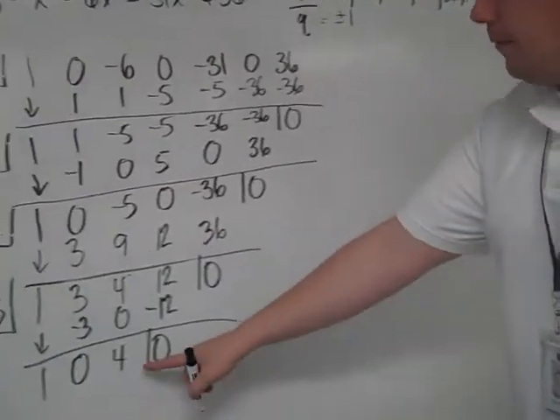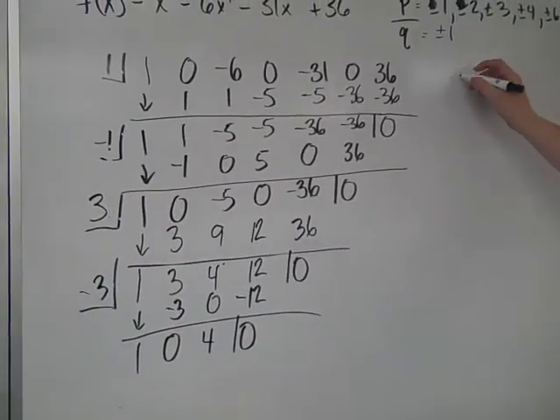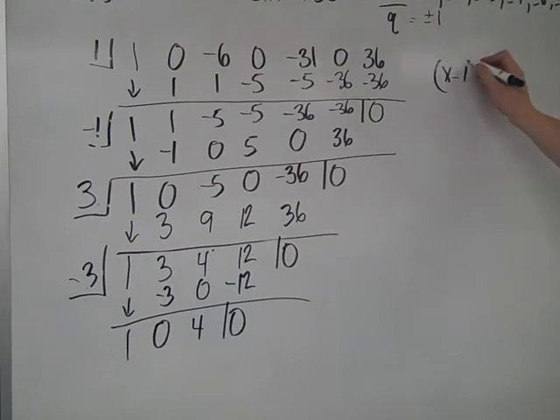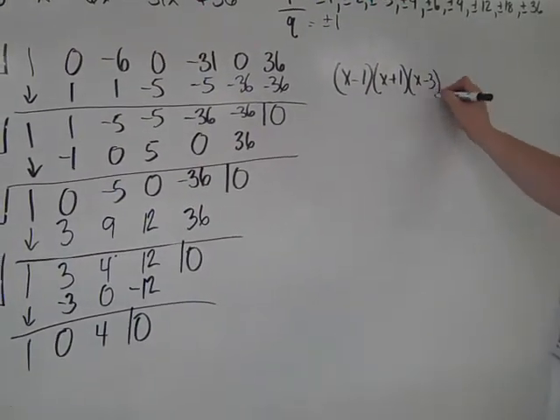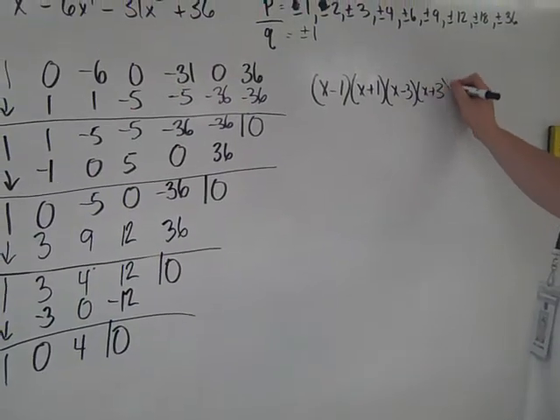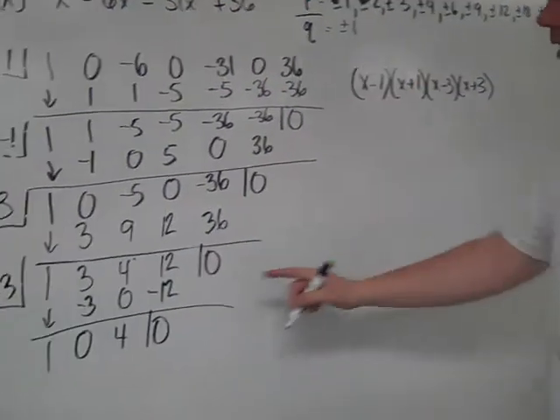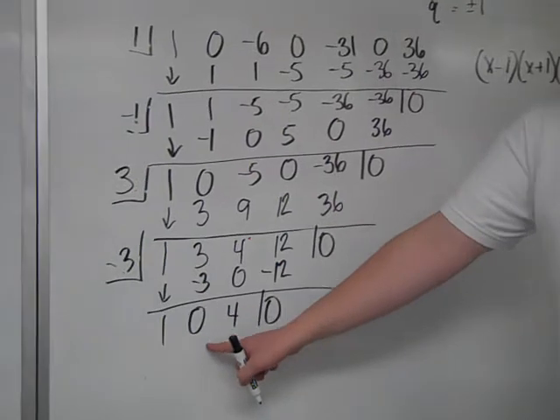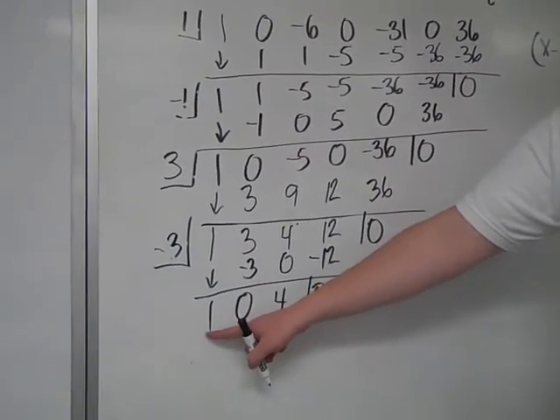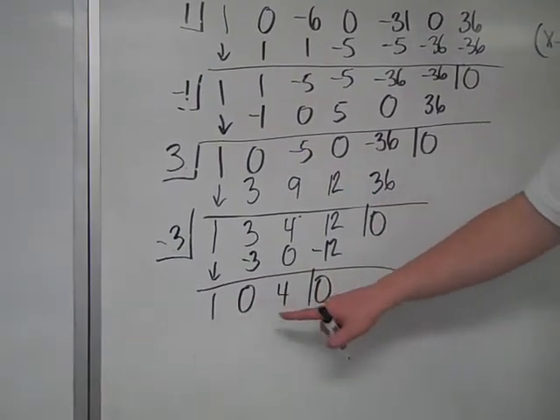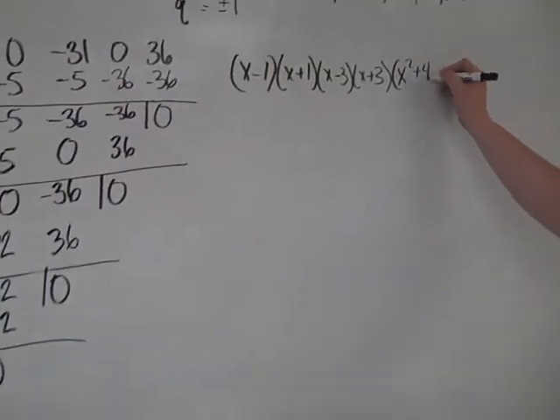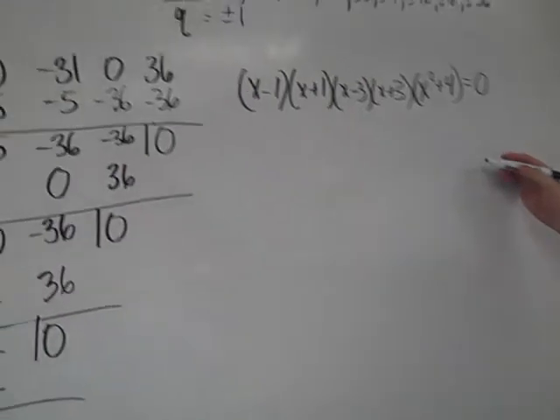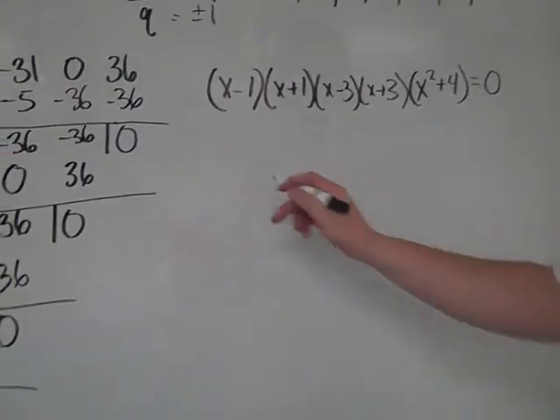And then I'm going to be left with this quadratic here. Let's go ahead and write down x minus 1, x plus 1, x minus 3, x plus 3. And I'm also going to have the root here if I have a constant of 4, no linear term, and 1 as a cubic, so I'm going to have x squared plus 4. To figure out my solutions, obviously it's going to be my roots.